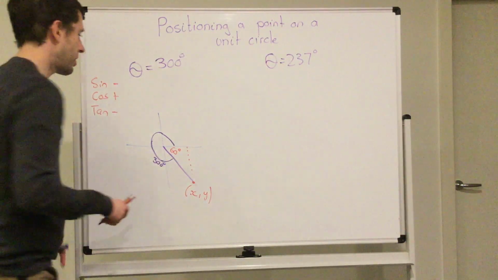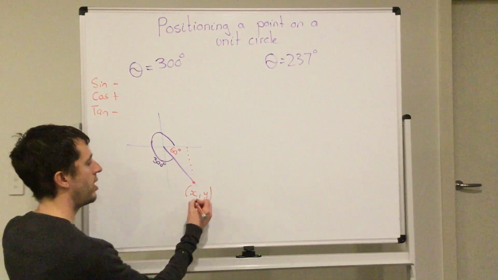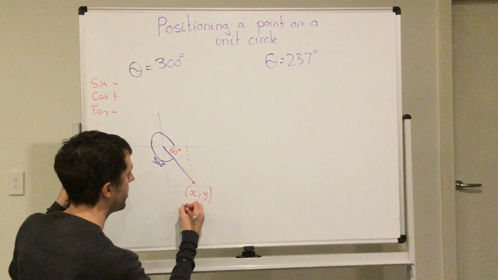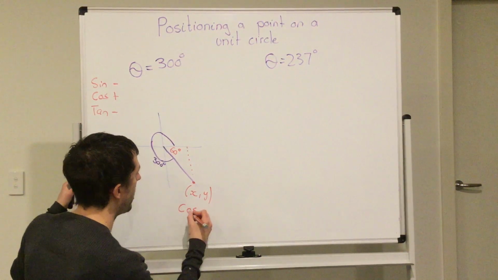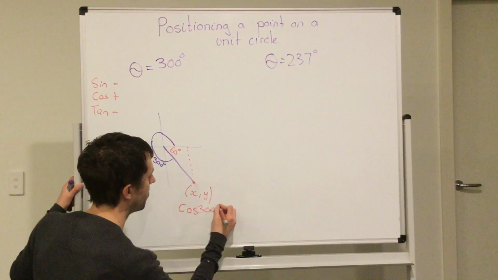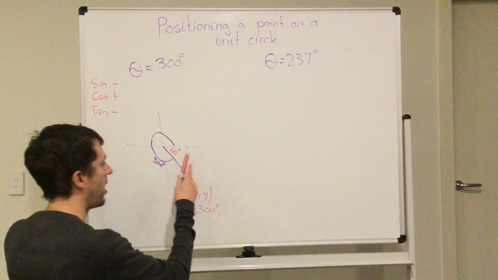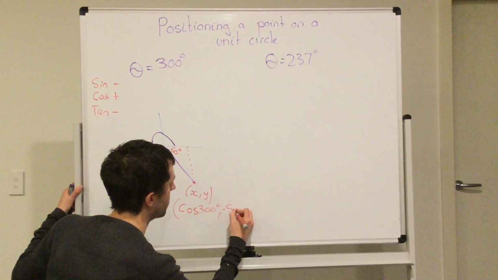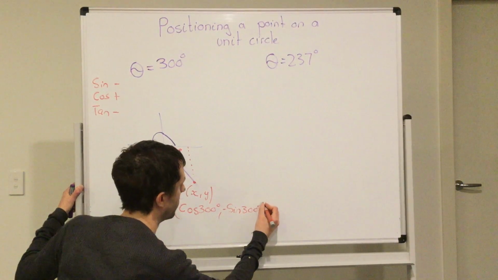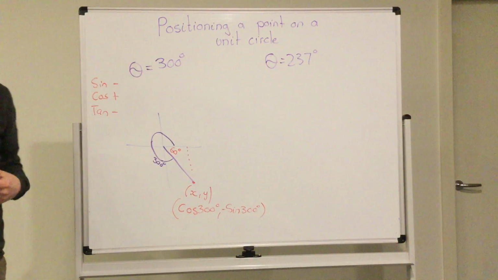So my point here is going to be x, and remember I'm thinking about cosine here, so x is cosine and cosine is positive, so cosine 300 degrees, comma, y is sine, and sine is negative, so negative sine 300 degrees. And that is my coordinates.